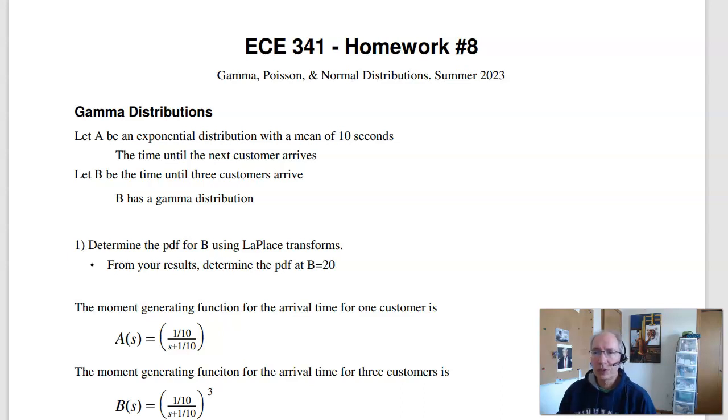Here are solutions to homework set number 8 for ECE 341. This homework set covers gamma, Poisson, and normal distributions.